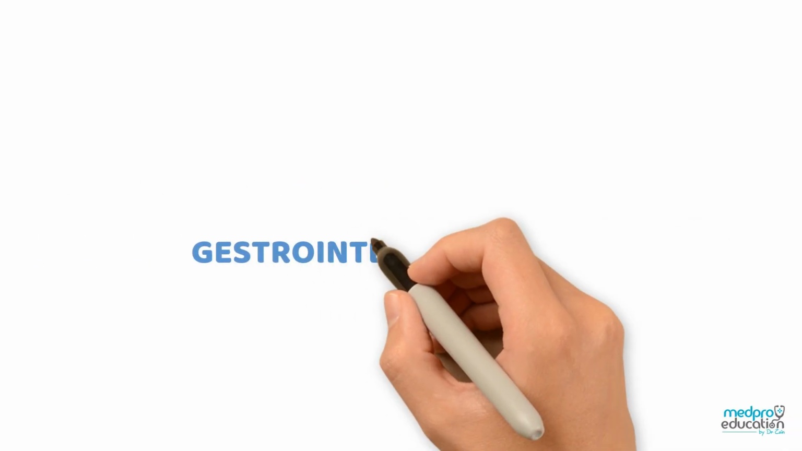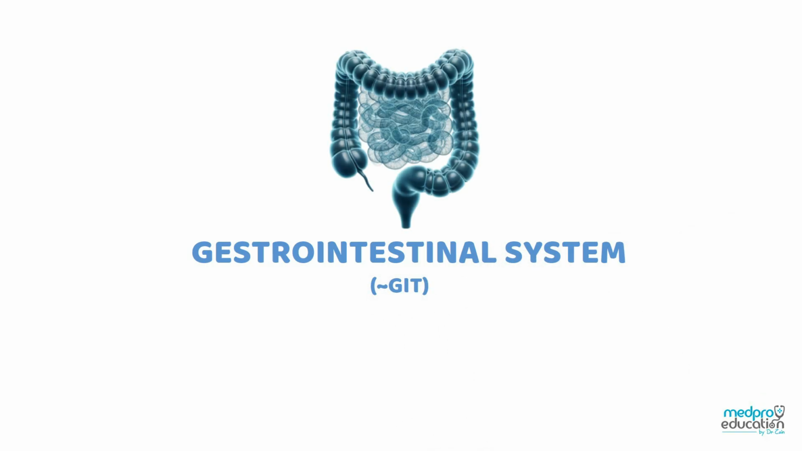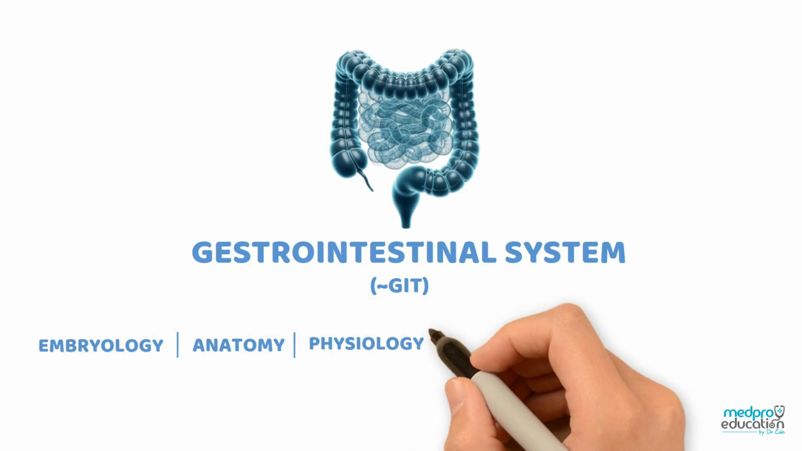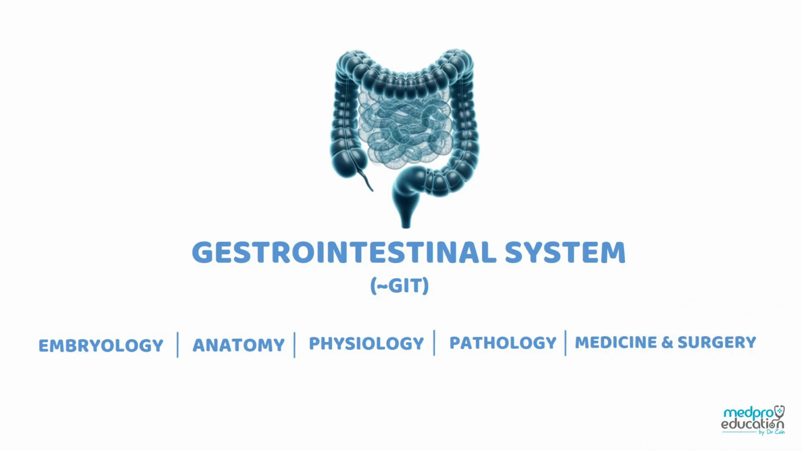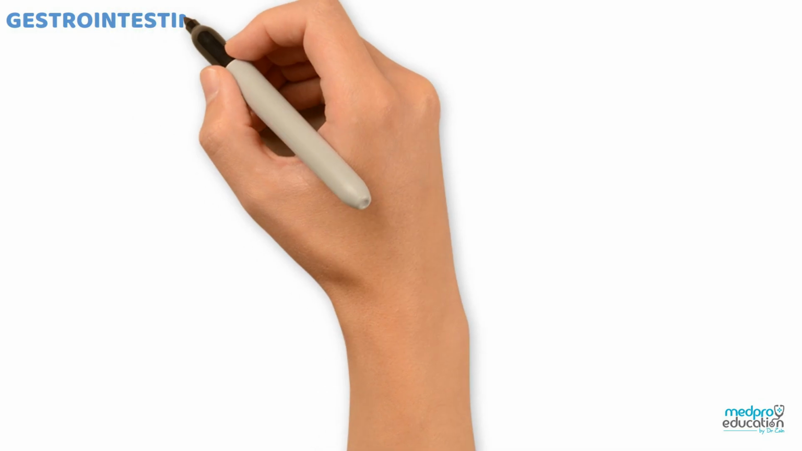Welcome to MedPro Education's GIT Masterclass, your complete guide to the gastrointestinal system. We've structured this series into 6 key sections: embryology, anatomy, physiology, pathology, medicine and surgery, and pharmacology. Let's begin with the most fundamental, gastrointestinal embryology.